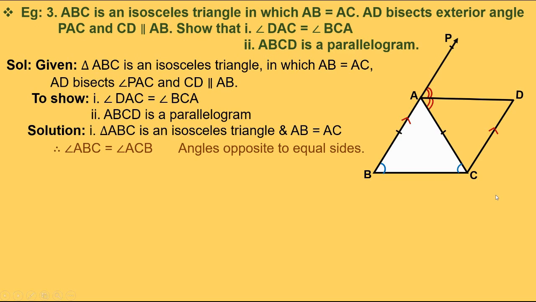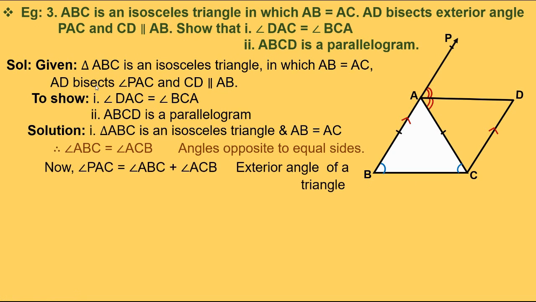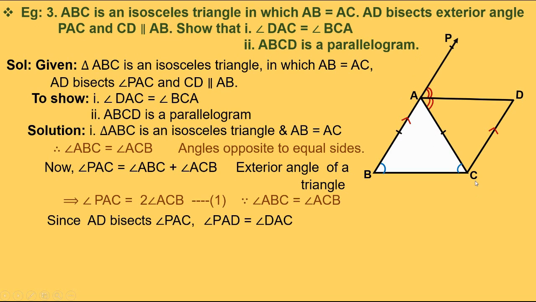Now, PAC is the exterior angle of triangle ABC. So, angle PAC is equal to angle ABC plus angle ACB. This implies angle PAC is equal to twice angle ACB. We'll take it as equation 1, since angle ABC is equal to angle ACB. Since AD bisects angle PAC, we have angle PAD equal to angle DAC. This implies angle PAC is equal to twice angle DAC. Let's take it as equation 2.